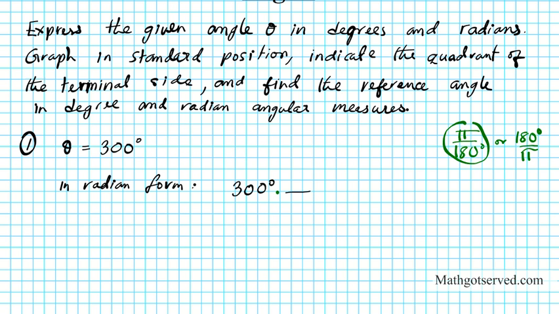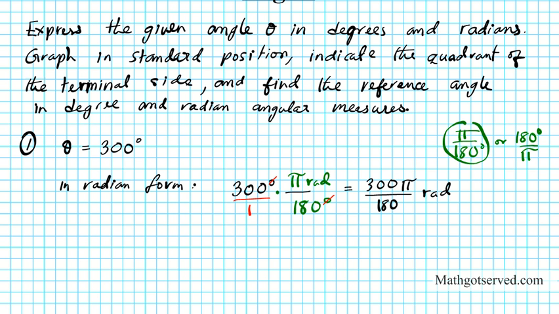So we're going to multiply it by pi radians over 180 degrees. This is a good option because it has degree on the bottom. Notice what happens. Put this over 1. The degrees and the degrees divide out. Now you're left with radians. So what you do is you multiply across. You have 300 pi over 180 radians.